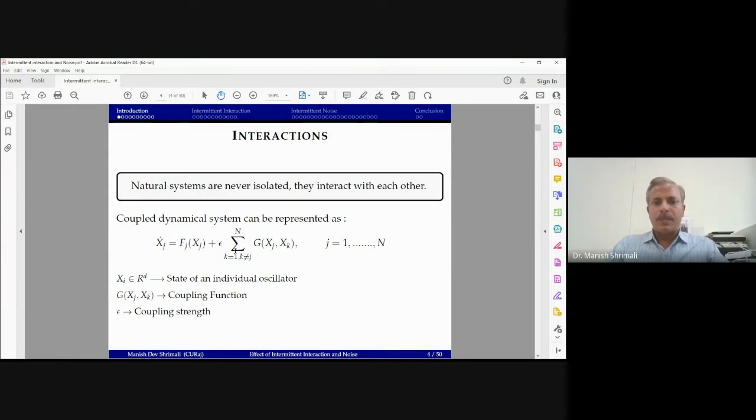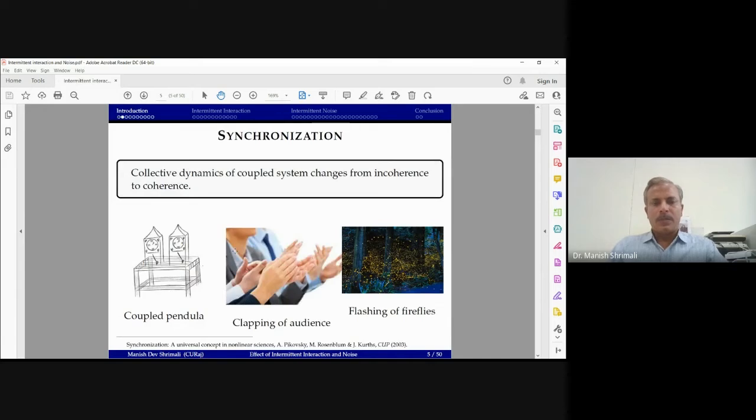This interaction can be of very different forms, and because of the interaction, the system goes to certain collective states. One of the collective phenomena because of the interaction is synchronization, which is the transition from incoherence to the coherence state. Examples are coupled pendula, clapping of audience, flashing of fireflies, and so on. One can read more on this in the book Synchronization by Jurgen Kurths, and there are a lot of review papers and research papers in the literature.